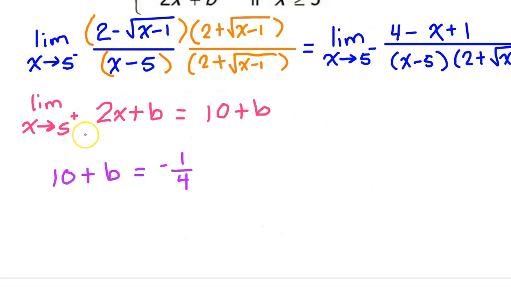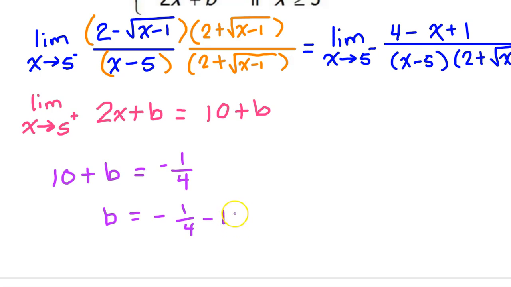If f is to be continuous at x equals 5, the limit from the left must equal the limit from the right. In other words, 10 plus b must equal negative 1/4. We just need to solve for b by subtracting 10 from both sides. So b will equal negative 1/4 minus 10.